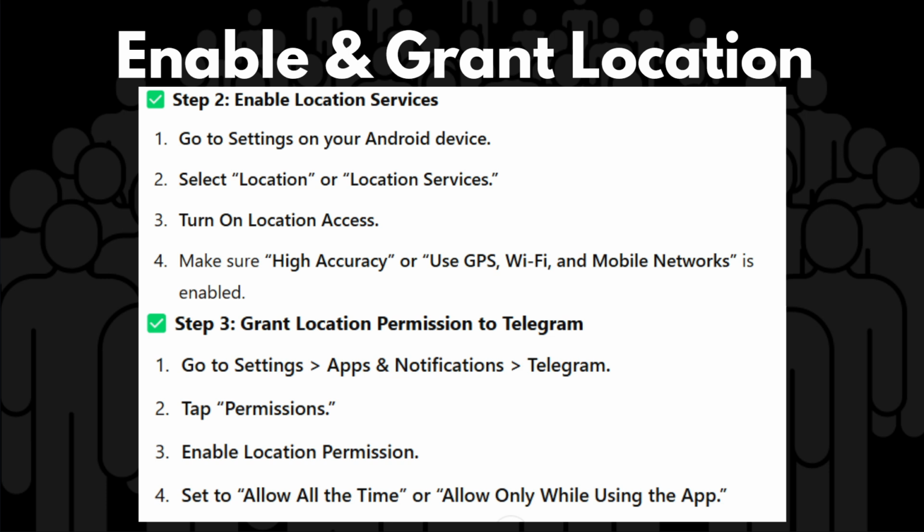And to grant the location permissions on Telegram, you just have to go to settings and on the apps and notifications, which is the Telegram, just tap permissions and enable location permission. Set it to allow all the time or allow only while using the app.